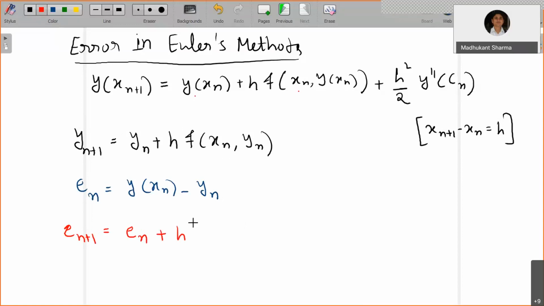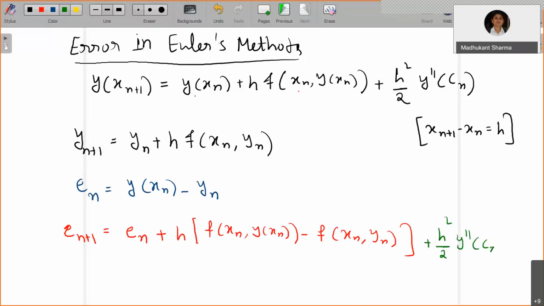So this is plus h times f of x_n comma y at x_n minus f at x_n comma y_n, plus h squared by 2 times the second derivative of y at some c_n, which lies between x_n and x_{n+1}. Okay, so this is the total error in Euler's method. Okay, this is the total error in Euler's method, and next is this error.